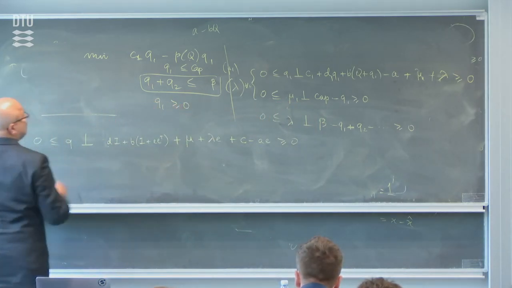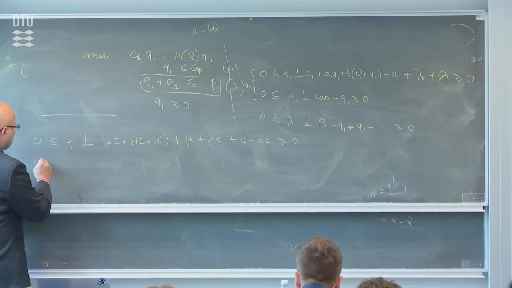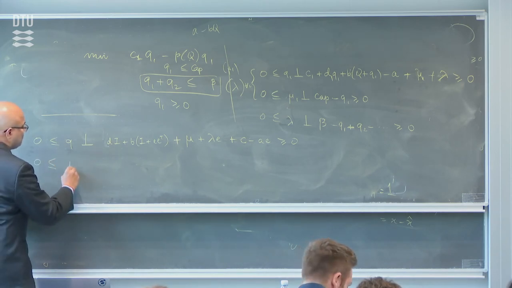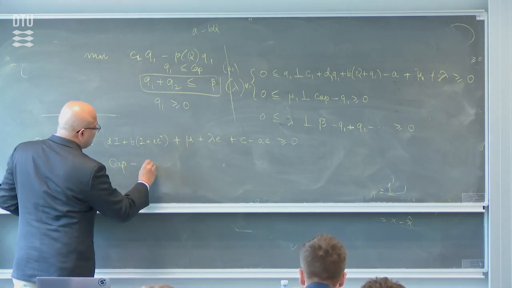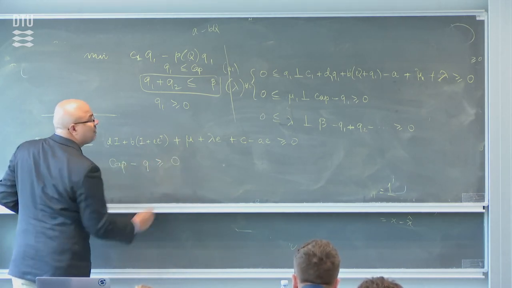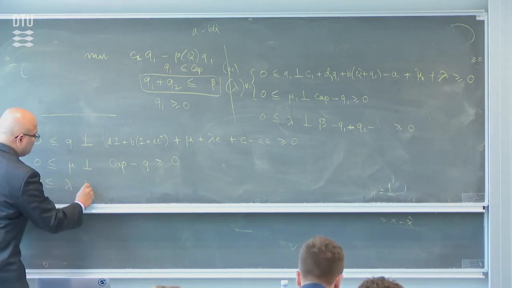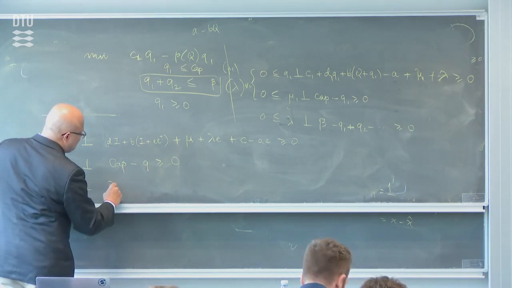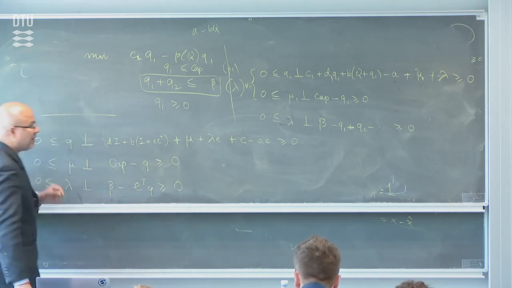So these are the KKT conditions corresponding to Q, and now we need complementary slackness conditions. So the first one is mu, which is cap, the vector of capacities minus the vector of Q, the vector of decisions. And you have lambda, which is beta minus E transpose Q. Okay?